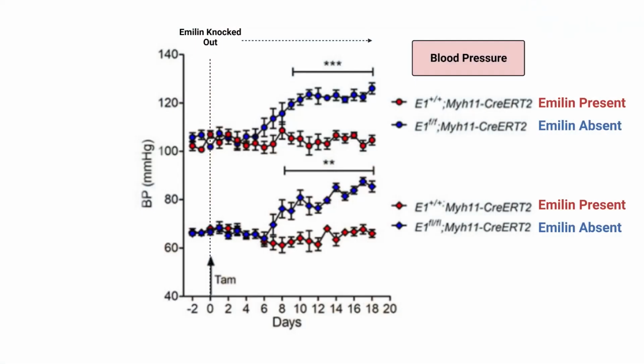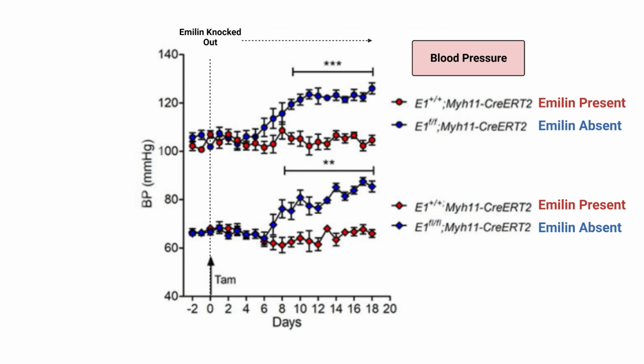In the first piece of data, these researchers essentially just wanted to measure blood pressure. So what they did is they genetically modified mice to express the Emilin gene, but on either side of the Emilin gene, they used a particular gene sequence. I'm being very general here, but they have two gene targets on either side of the Emilin gene, which would allow the mice to actually produce Emilin if the Emilin gene is present.